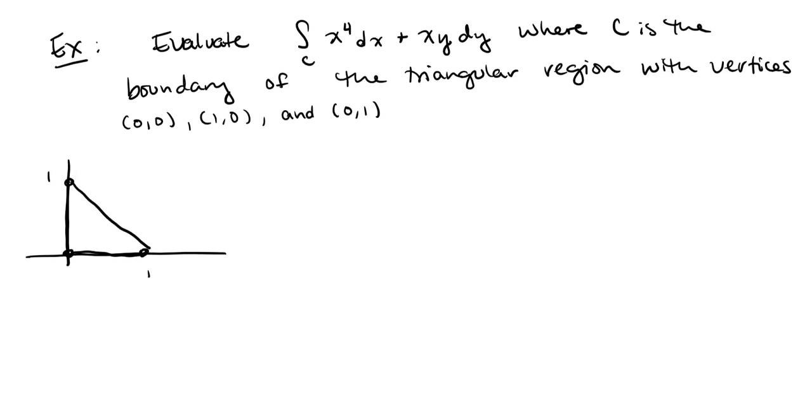In this example, we want to evaluate the line integral over C of x to the fourth dx plus xy dy, where C is the boundary of the triangular region with vertices (0, 0), (1, 0), and (0, 1). So I've drawn that region below.